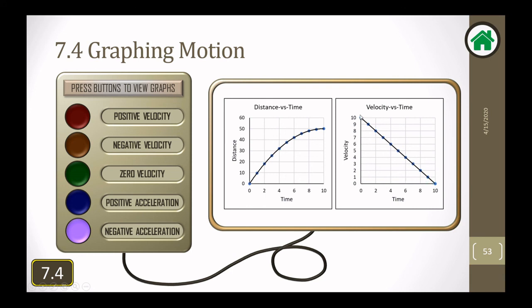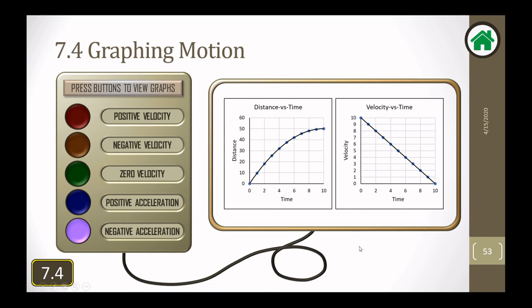Remember, the slope of a velocity versus time graph gives you the acceleration. And we can see that the slope of this line would be negative, which is exactly what we would expect given that this object is slowing down over time.